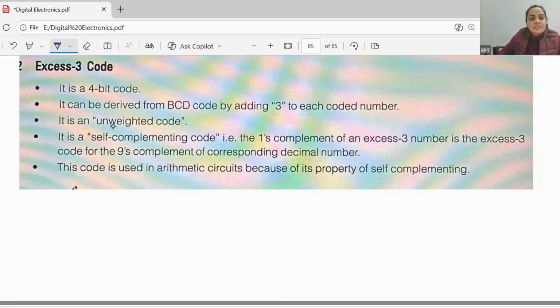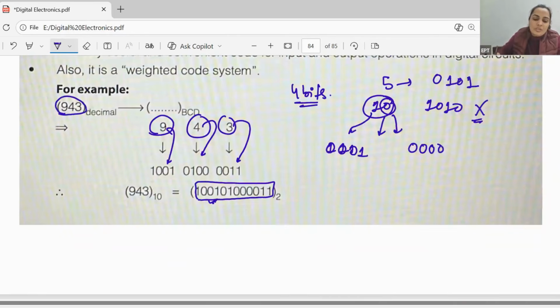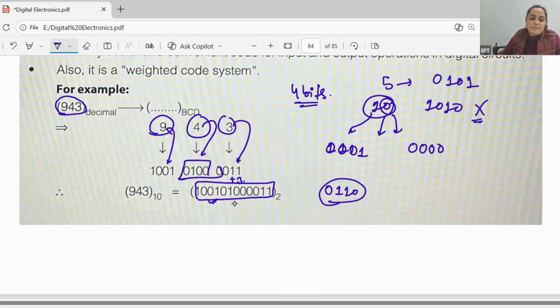Now next one is the XS3. First of all you will write down the given number in the BCD form, then you will add 3 to each coded number, like this is the representation now. So you will add plus 3 here. How will you add? This is 3 plus 3, which is going to be 6, so you will write it like this. 6 plus 3, you will write it like this. Like this you can solve it.